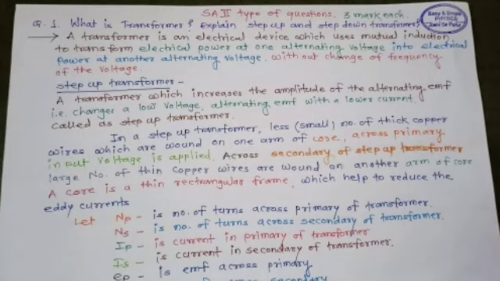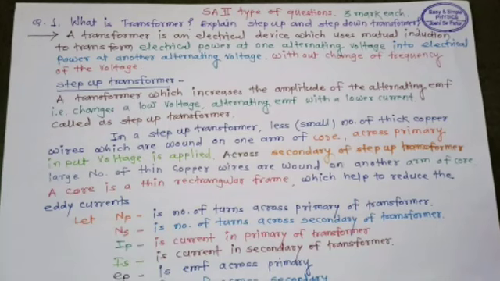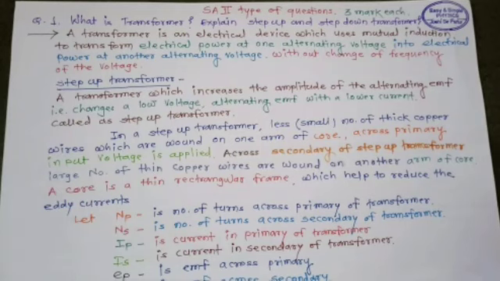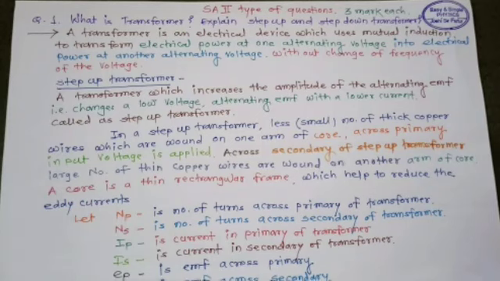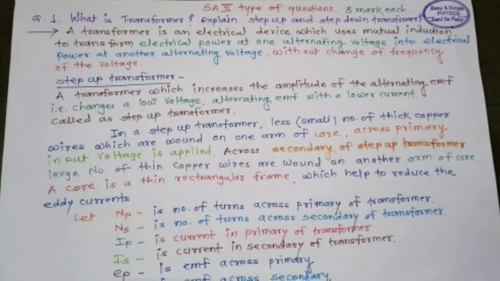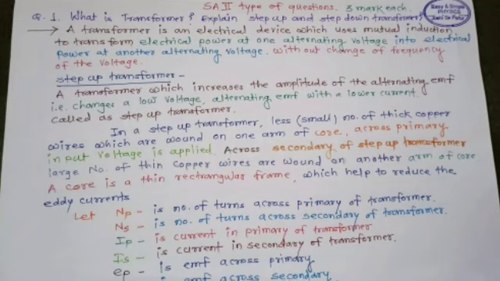Another section can be seen, that is short answer 2, essay type questions. Each question carries 3 marks. So the first question in this section is: what is a transformer? Explain step up and step down transformer.